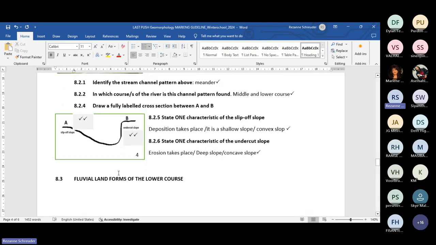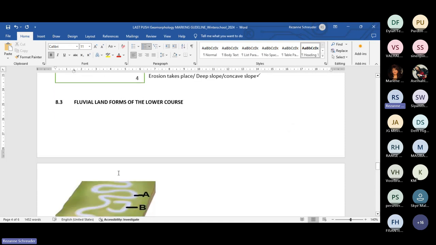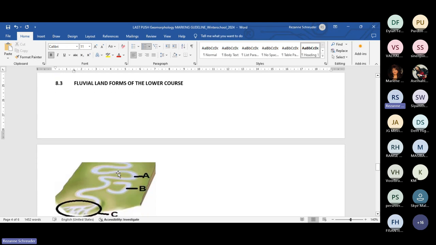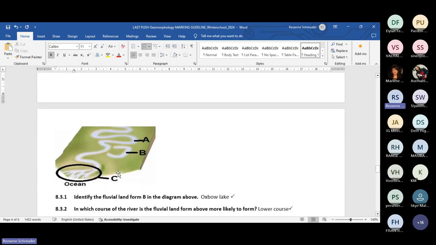All right, let's have a look at question 8.3. So now they are only focusing on fluvial landforms in the lower course. So let's have a look there. We have about 8 minutes left. Identify the fluvial landform B in the diagram above. So B is the Oxbow Lake.